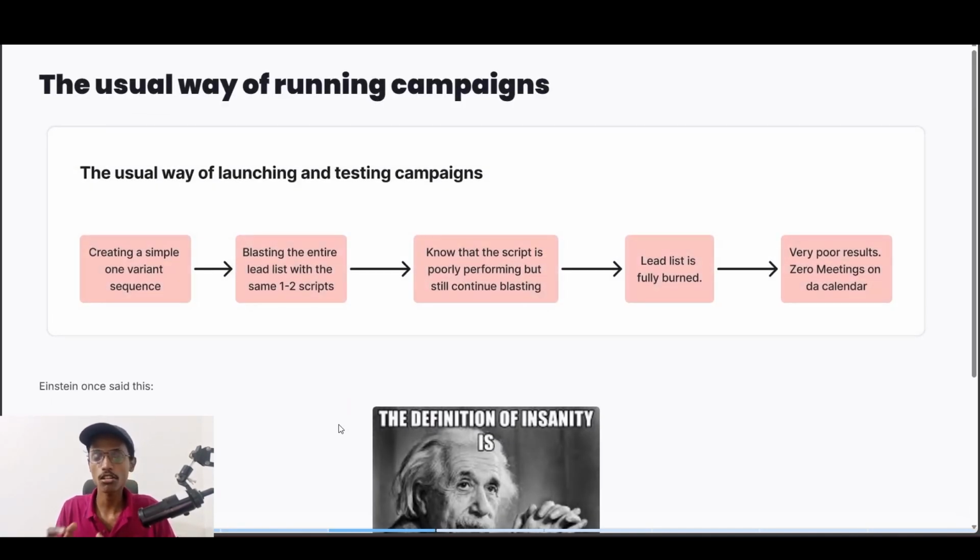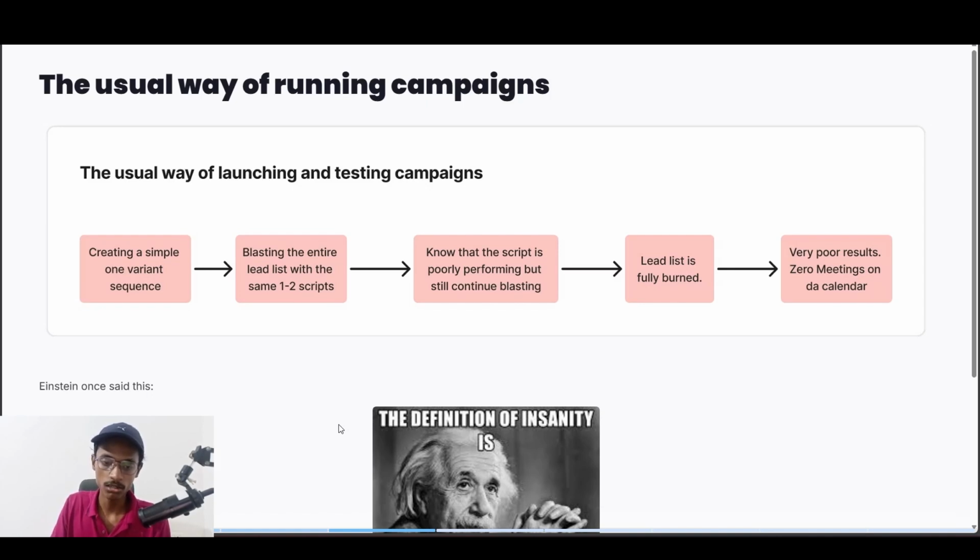So, here's the usual way of running campaigns that most people do. They create one simple variant sequence and then blast the entire list with the same one or two scripts. They know subconsciously that the script is poorly performing, but they still continue to blast. And then the lead list gets fully burnt, and you get very poor results. Zero meetings in the calendar.